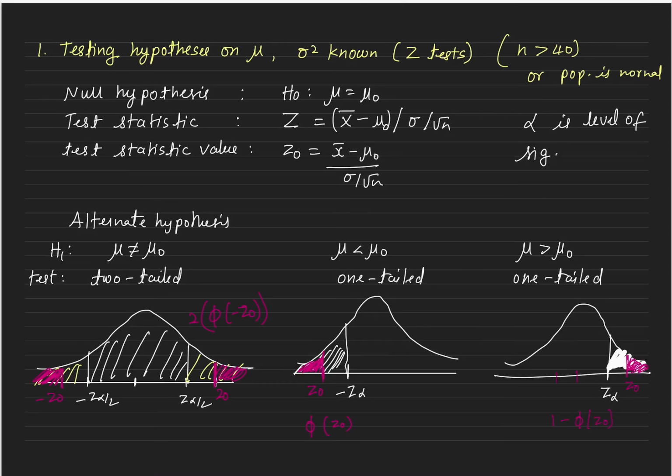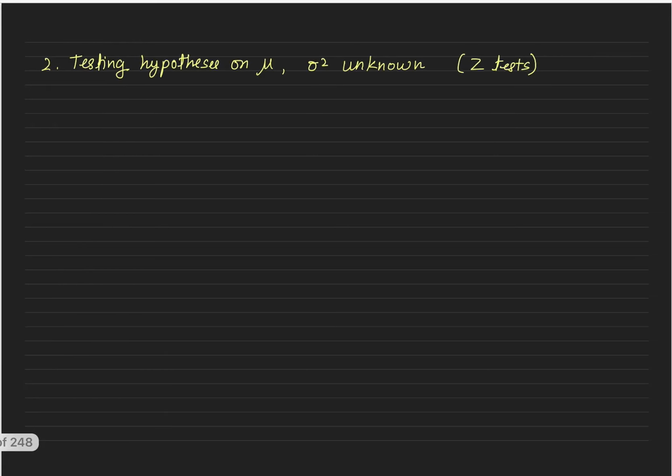Okay, that's it. We go to the next case. The next case is when sigma square is unknown. If sigma square is unknown, we use the Z test when n is sufficiently large, assume that n is greater than or equal to 40.